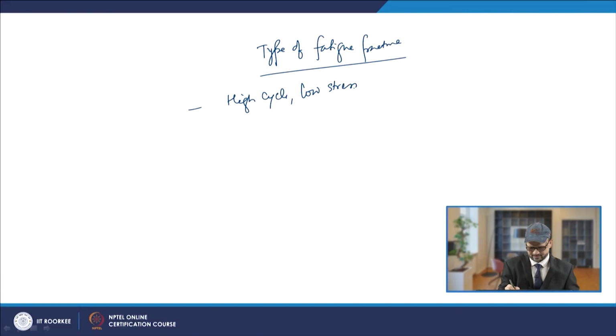If you talk about the fracture of engineering materials which are subjected to fatigue, it is basically divided into two cases. One is the high cycle low stress fatigue, and opposite to it will be low cycle high stress fatigue.